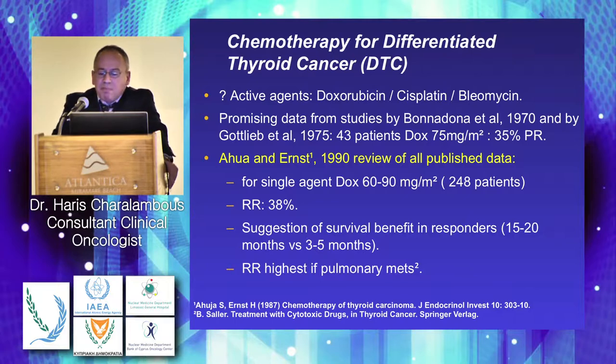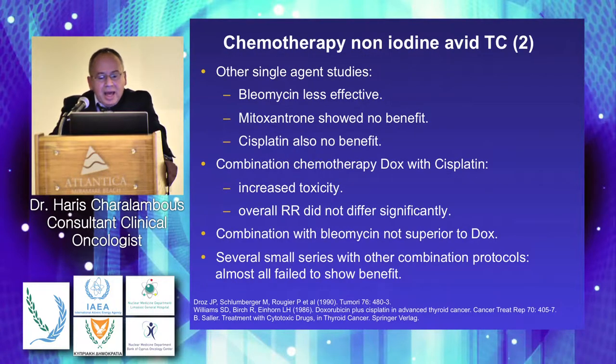Now, there are a number of trials. It's important just to bear in mind that these are really old trials. There is a review of those trials, about 248 patients with single agent doxorubicin, different doses, and what looks like a very promising response rate, quite high at 38%. And when you look at the single agent studies with mitoxantrone, bleomycin, cisplatin, not really much evidence of benefit there.